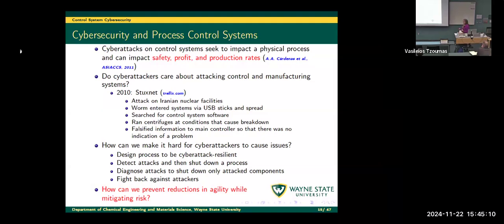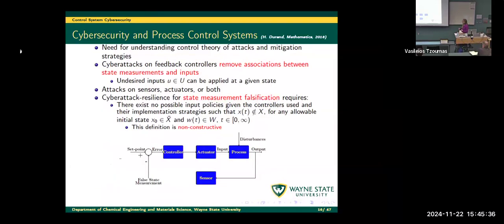So given that having attacks on control and manufacturing systems is a real issue, what are ways that we can make it hard for cyber attackers to cause problems for our plants? And there are a lot of things we could do. We could design the process to be attack resilient. We could try to look at detecting attacks, shutting down our processes, diagnosing attacks, seeing if you can fight back against the attackers. But overall, you would want to try to figure out how could you do this while preventing reductions in agility for manufacturing.